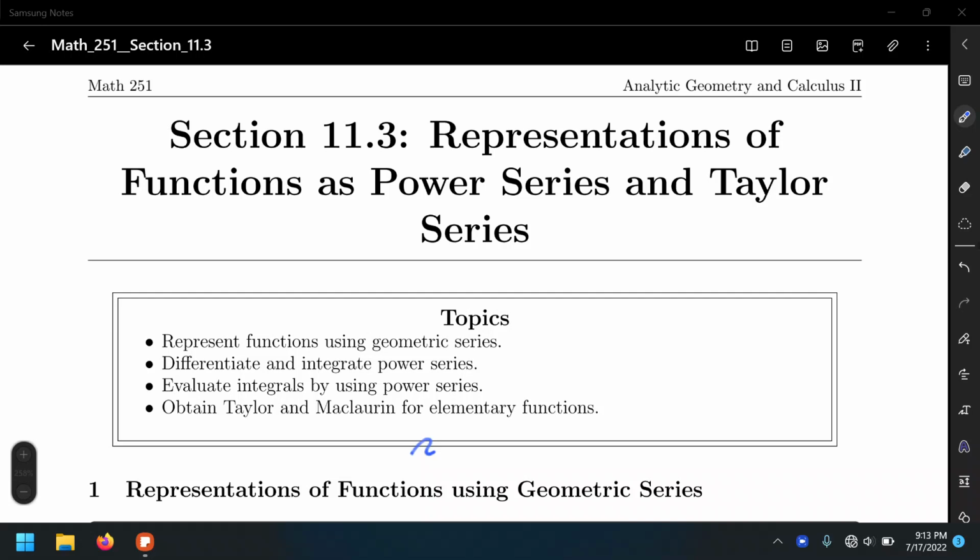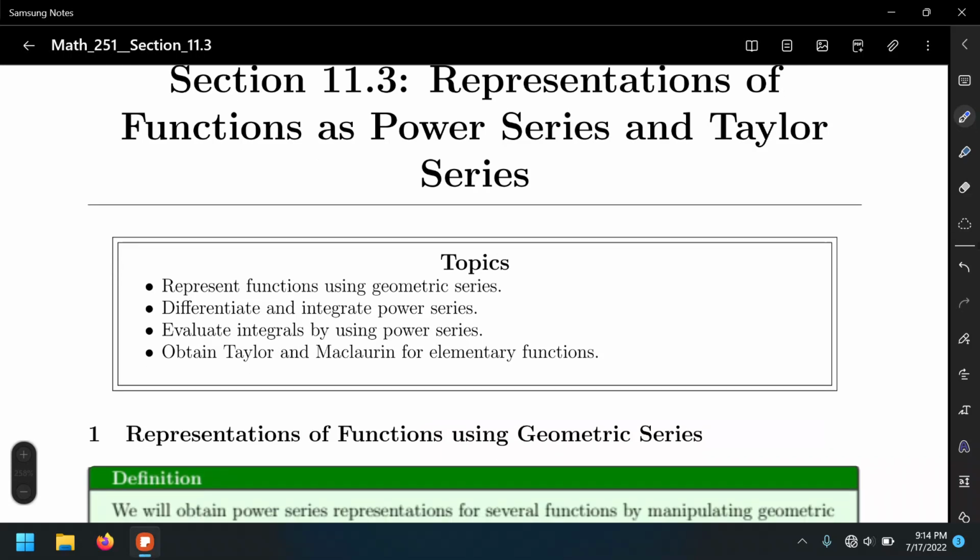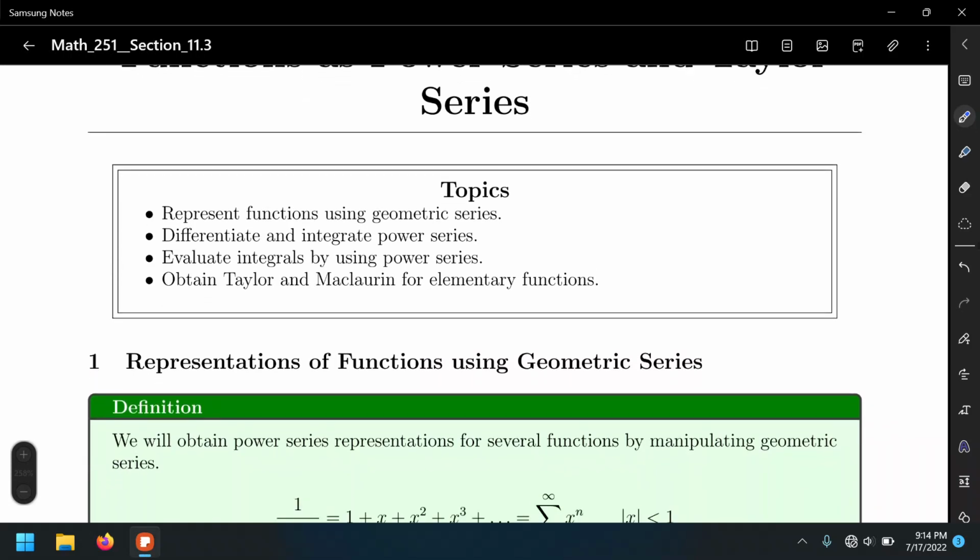Alright, so for section 11.3, we are going to look at representations of functions as power series and Taylor series. In this section, we are going to obtain representations of functions using geometric series. This is an alternative to what we did in the first section using Taylor and Maclaurin series, which we will go back to. But in the meantime, we're going to look at a new way to obtain series.